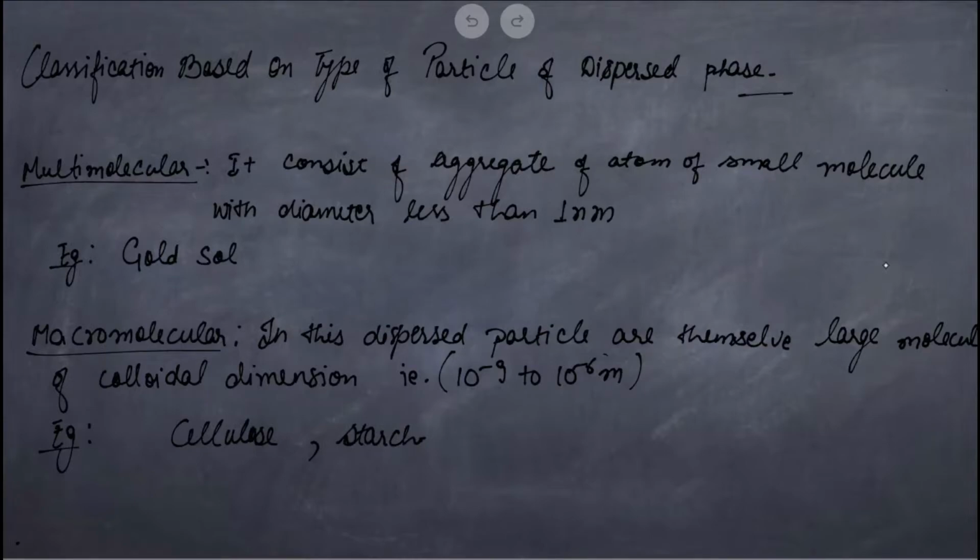Next is the macromolecular colloid. In this, the dispersed phase particles are themselves large molecules of colloidal dimension, 10 raised to the power minus 9 to 10 raised to the power minus 6 meter. The examples are glucose and starch. The starch you can extract from rice. Those are the examples of macromolecules.